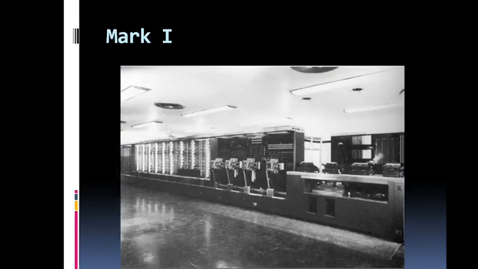Mark I. Howard Aiken planned to build a machine in 1937 that could conduct massive calculations using enormous numbers. The Mark I computer was constructed in 1944 as a collaboration between IBM and Howard. So, these are the most popular computing devices used in history.